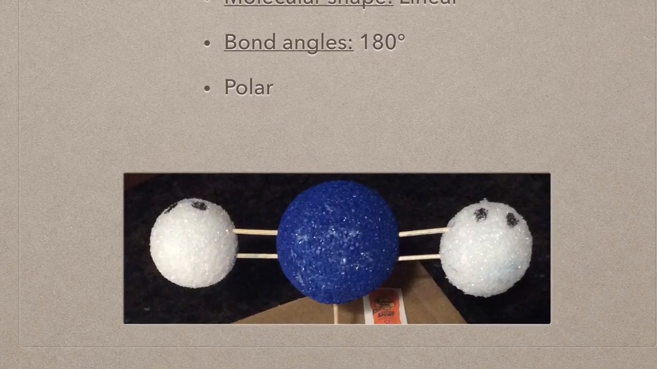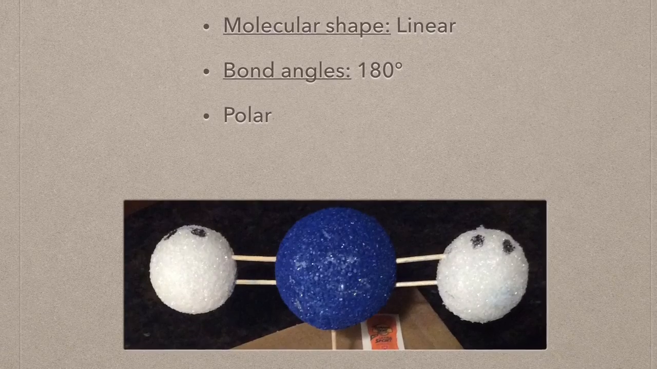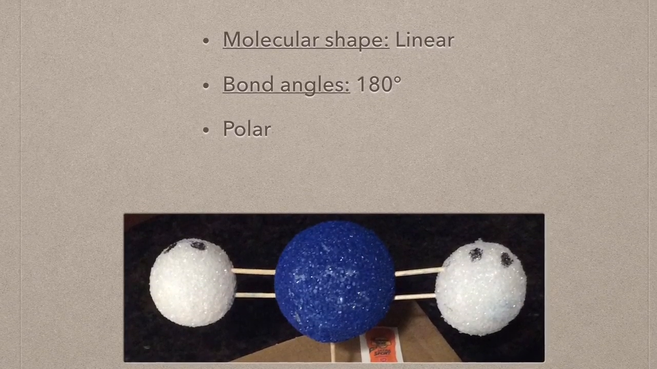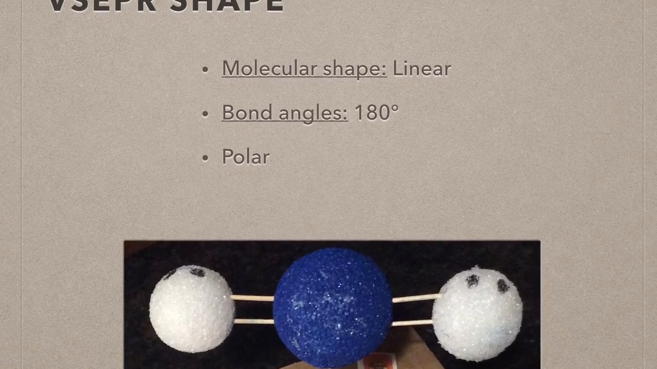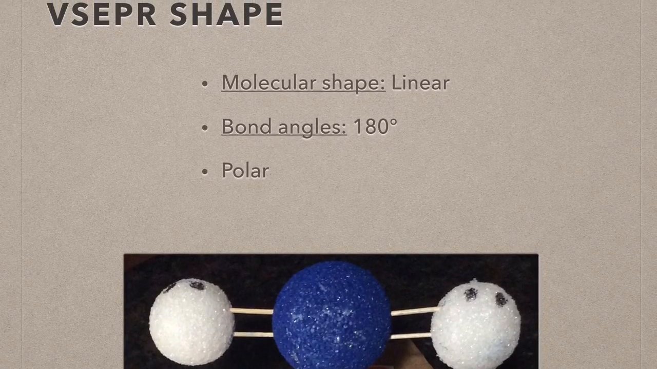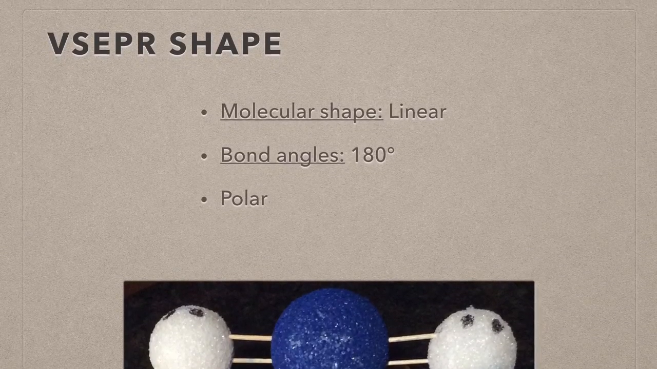The VSEPR shape of titanium dioxide is quite simple. It has a linear molecular shape, and therefore has bond angles of a straight 180 degrees. TiO2 is polar, and it is an ionic compound due to its high oxidation levels and due to it containing a metal and a nonmetal.